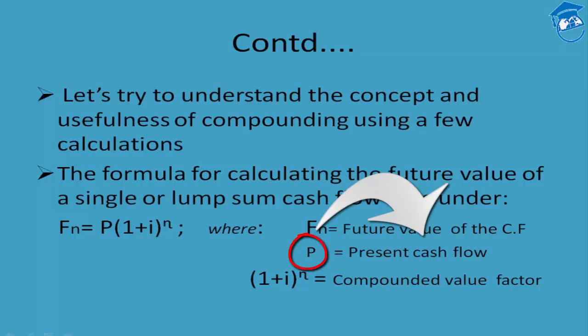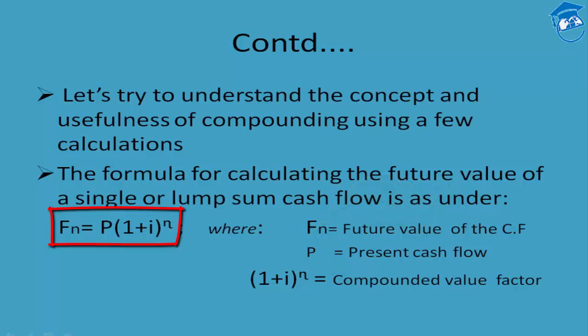Now P is the present cash flow. P refers to that cash flow which we are receiving or paying at time 0, or at the current time, and for which we are interested to know the future value. So let me make myself very clear. The formula says Fn equals P within brackets (1 plus i) raised to the power of n. It means we are interested in knowing the future value of the cash flow P which we are receiving or paying right now, and we are trying to see how P will grow in future and take the shape of Fn if P is growing at i rate of interest compounded annually, raised to the power n, that is, for n number of years.